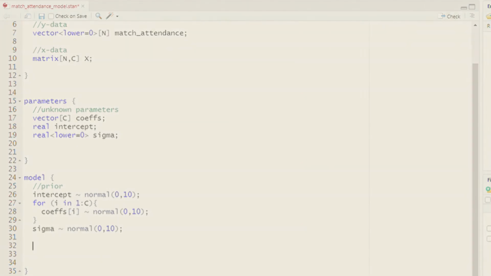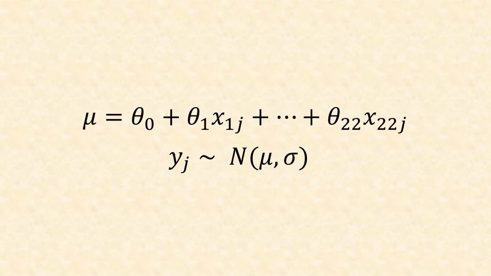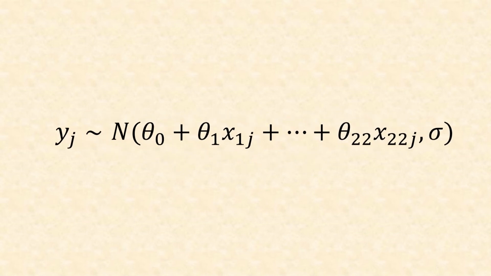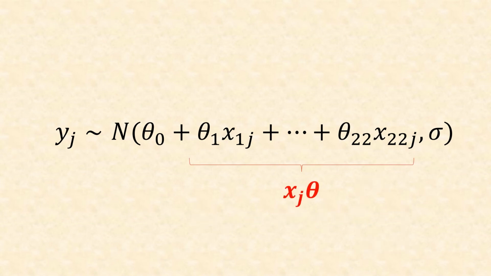We can derive the expression by going back to the definition of our process model. We've assumed that the match attendance, denoted y here, is linearly related to the 22 covariates plus an additional noise term, which is normally distributed with a standard deviation of sigma. We can rewrite this as a probability distribution over y with a mean equal to the linear combination of the coefficients and covariates. If we imagine the coefficients as forming a column vector and the covariates as forming a row vector, then this can be written more compactly as a vector product.